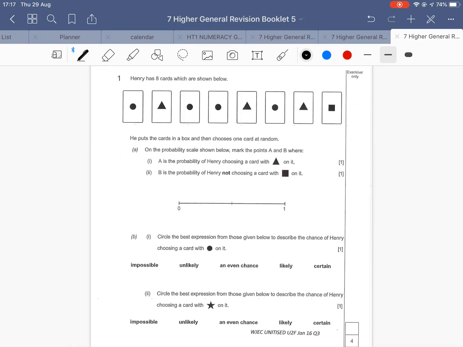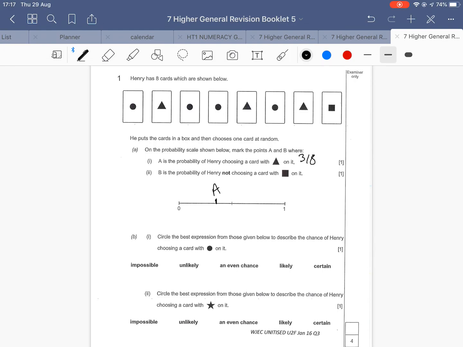Question 1. Henry has 8 cards, which are shown below. Some have circles, some have triangles, and we've got one square. He puts the cards in a box and chooses one at random. On the probability scale shown below, mark the points A and B, where A is the probability of Henry choosing a card with a triangle on it. There are 3 triangles out of 8, so that's just under half. So I'm going to put A here. As long as it's anywhere between 0 and 1, they'll give you a mark.